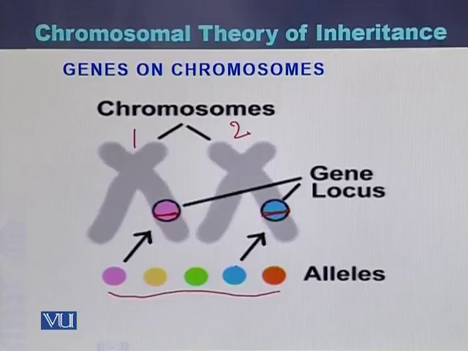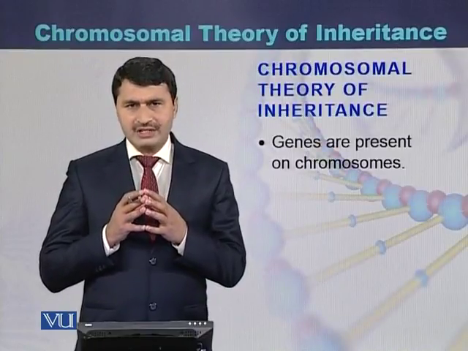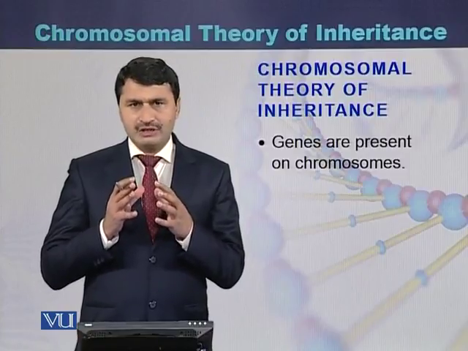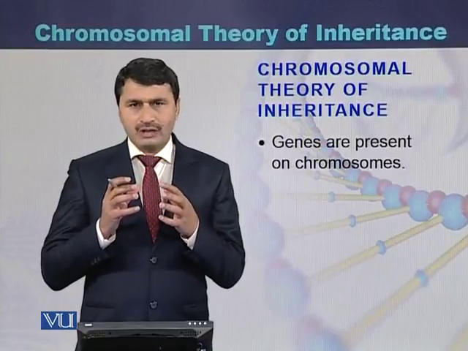There will be combinations of different types of alleles. If we say this is allele 1, allele 2, allele 3, allele 4, allele 5 of the same gene, because some genes have two alleles, while some genes have more than two alleles. So we can conclude that the chromosomal theory of inheritance states that the genes, which were also called the factors of Mendel, are present on the chromosomes.